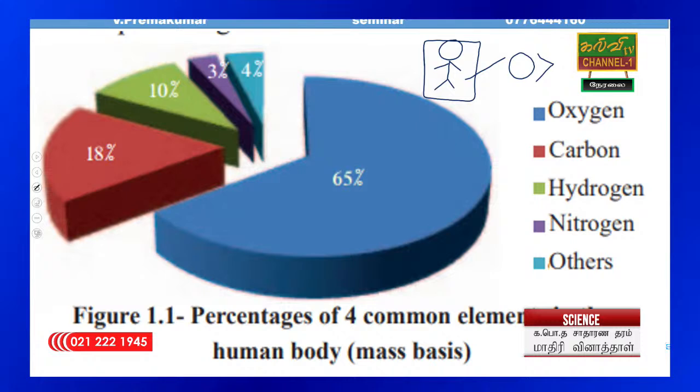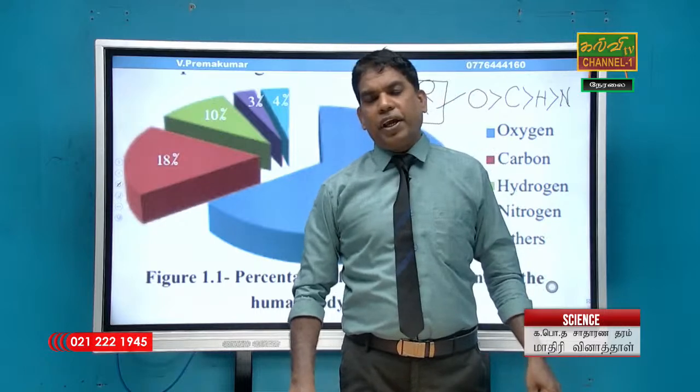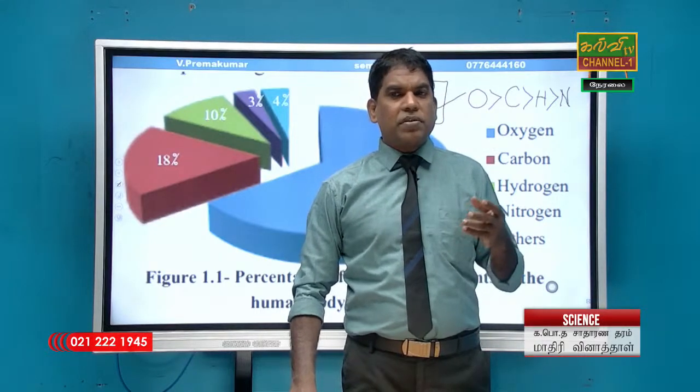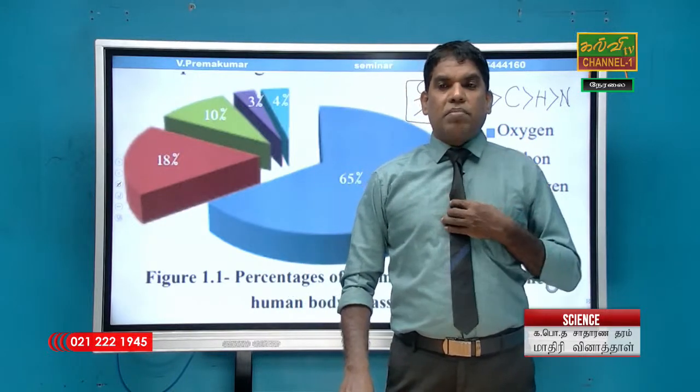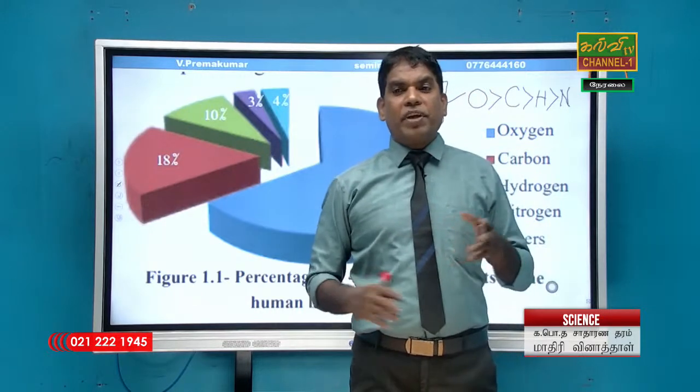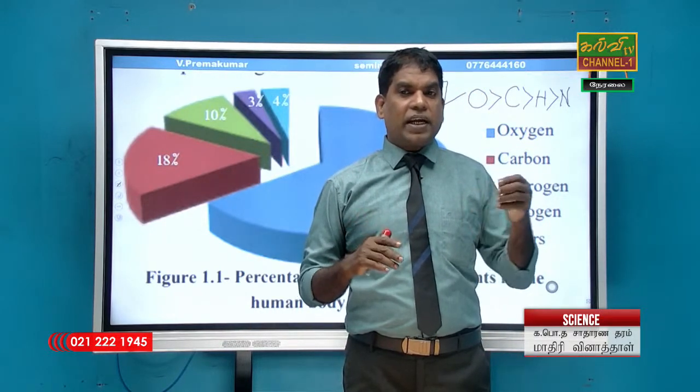After that, 18% carbon. Then 10% hydrogen. Now think about this. Nitrogen is a very small amount, right? You can think in your day-to-day life, the amount of protein we take is less. When we eat, think about what your amount of protein is. When you compare with others, that is less. In our body also, when you compare with carbon, hydrogen, oxygen, nitrogen is the smallest.